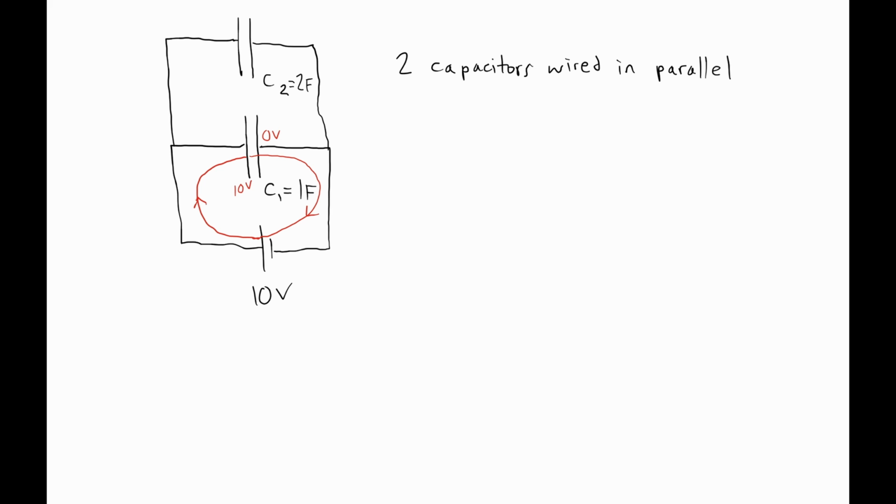Now, that is called, in circuits, Kirchhoff's loop rule or loop law, which says that the sum of any potential differences in a complete loop has to equal 0. So if you gain 10 going to the left through the battery, you've got to lose 10 going through the capacitor.